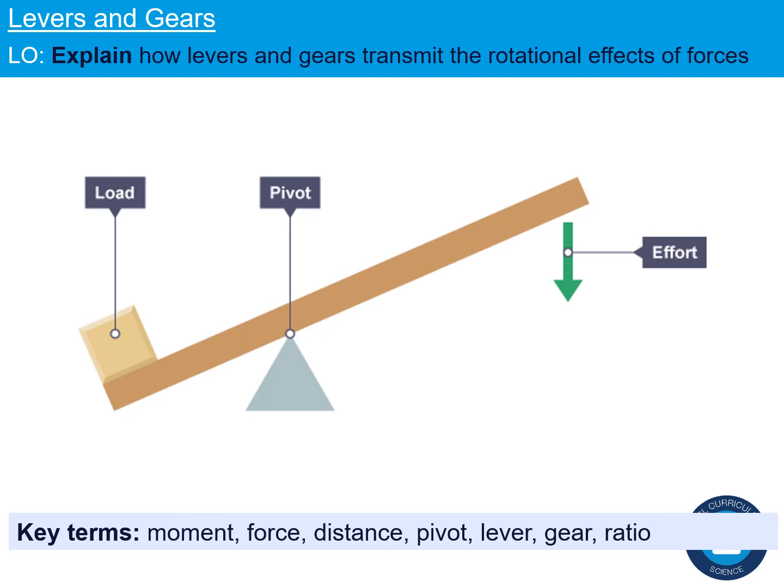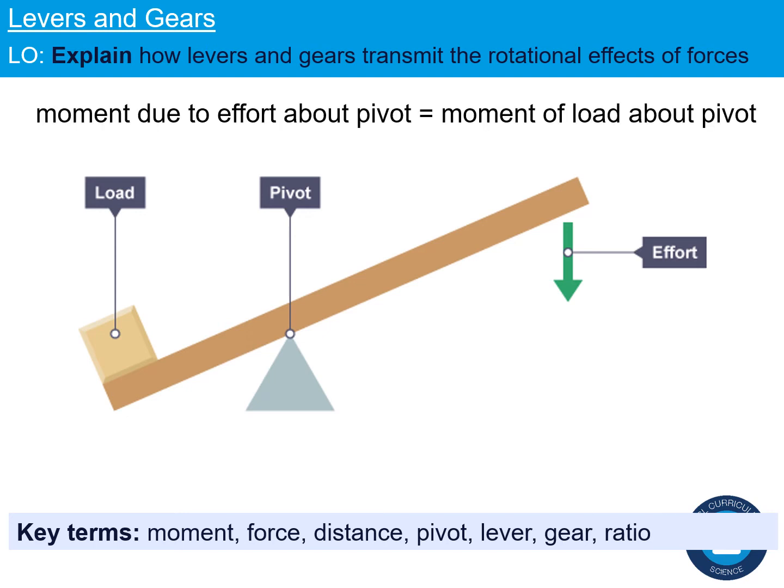Now, crucially, this makes our calculations much easier for us. The moment due to the effort around the pivot is equal to the moment of the load about the pivot. I'm going to say it one more time. The moment due to the effort about the pivot is equal to the moment of the load about the pivot.